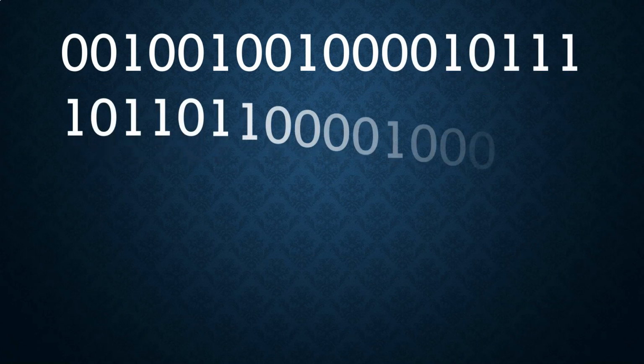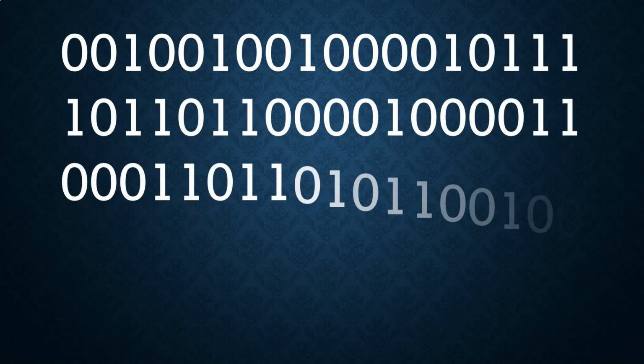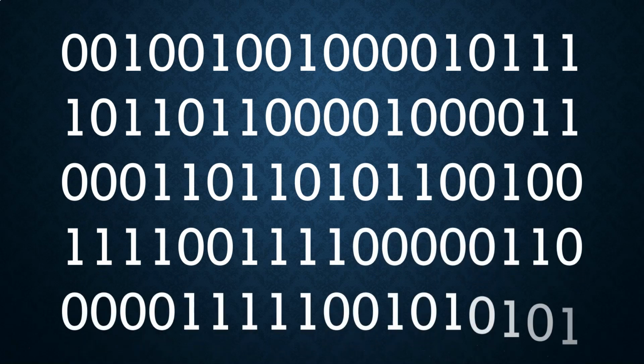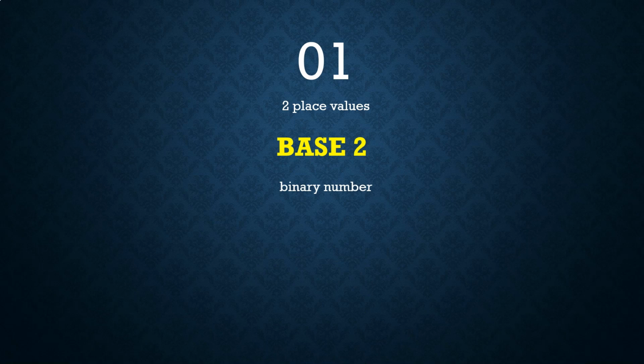Let's go ahead and first clear up the confusion of why this screen still displays zeros and ones. Please break it down. Now, zeros and ones are actually the only two numbers a computer knows. But what about the other numbers? First thing you need to understand is that 0 and 1 actually have 2 place values. And these 2 place values make it base 2, which is also known as a binary number.